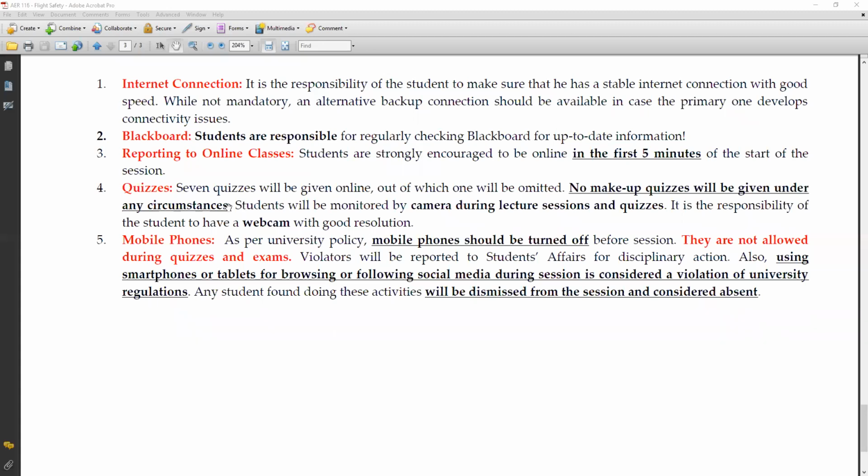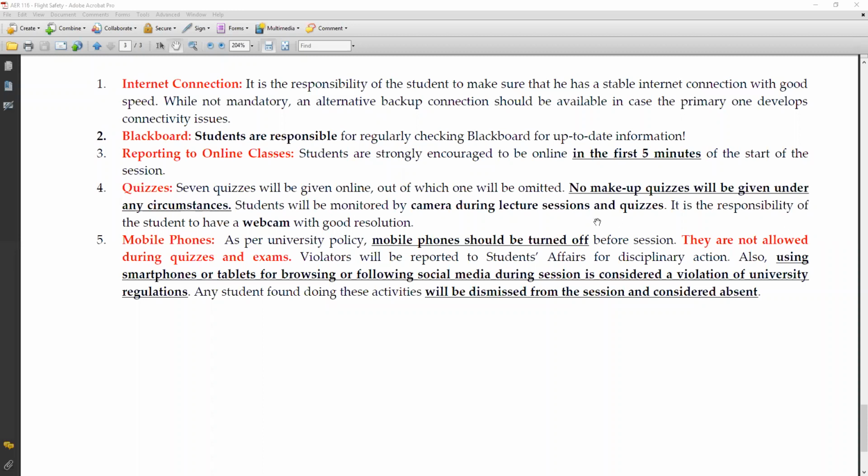Quizzes, we will give 7 quizzes. As I said, one of them will be omitted, so I'm going to calculate the best 6 out of 7. The regulation is that no makeup quizzes will be given under any circumstances, even medical. This is the regulation, not mine. Of course, this is a coordinated course, and it's very important to know that when it is coordinated, I cannot do much, because I would have to ask everyone else to obey my regulations if I changed them, which I cannot.